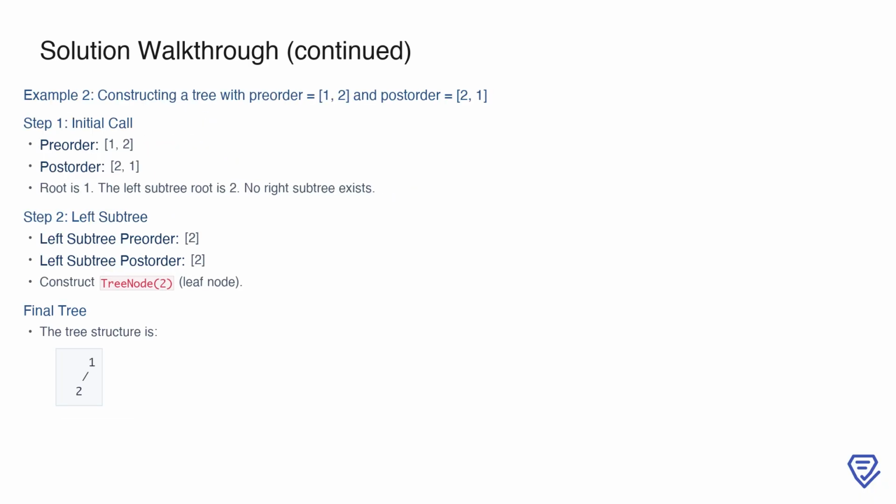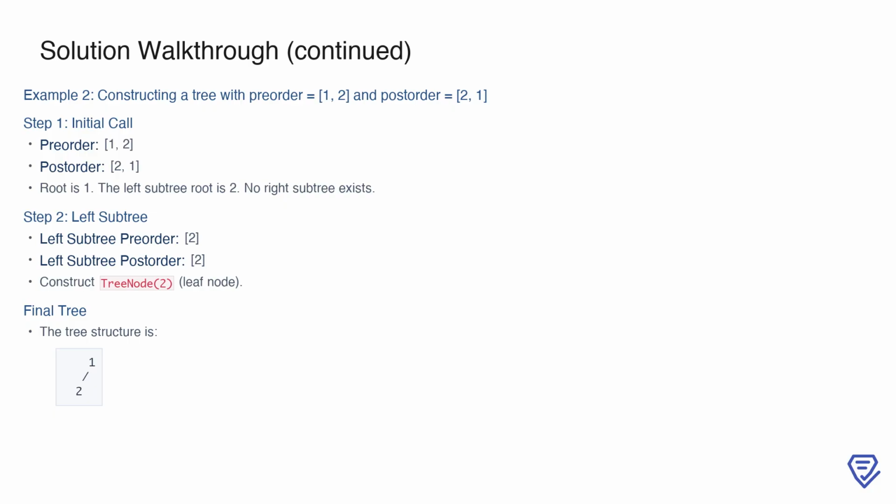Now let's look at a simpler example where the preorder traversal is 1, 2, and the postorder traversal is 2, 1. Here, the first element of the preorder traversal, 1, is the root of the tree. The second element in preorder, 2, becomes the root of the left subtree. Since there are no other elements in the preorder or postorder lists, we know there is no right subtree.